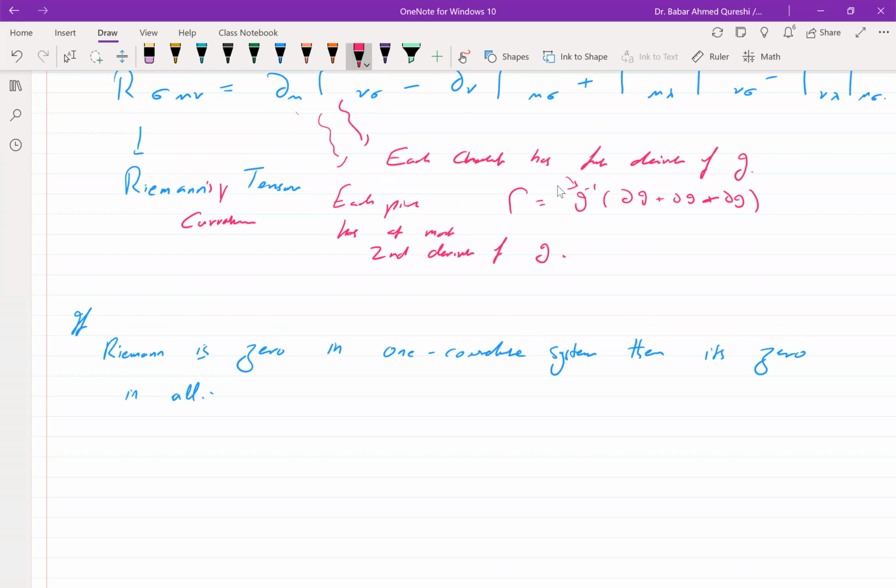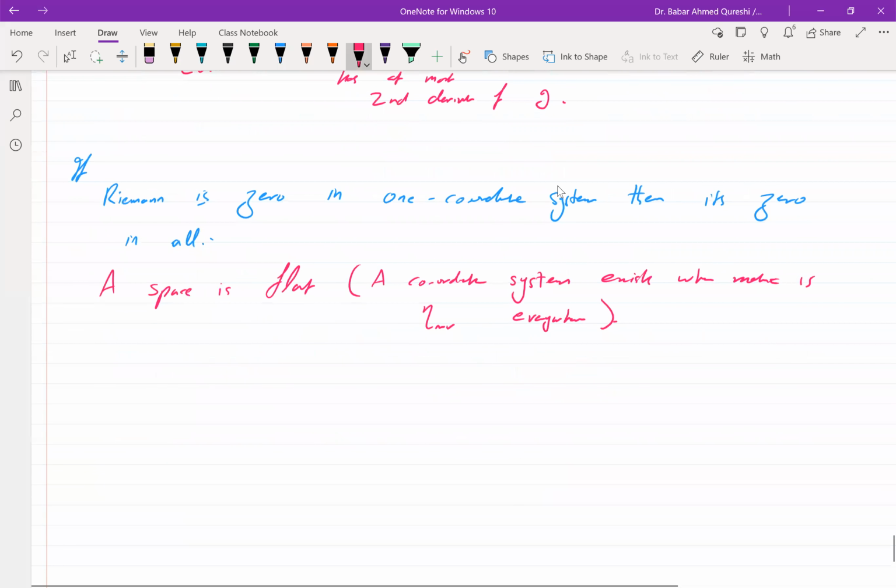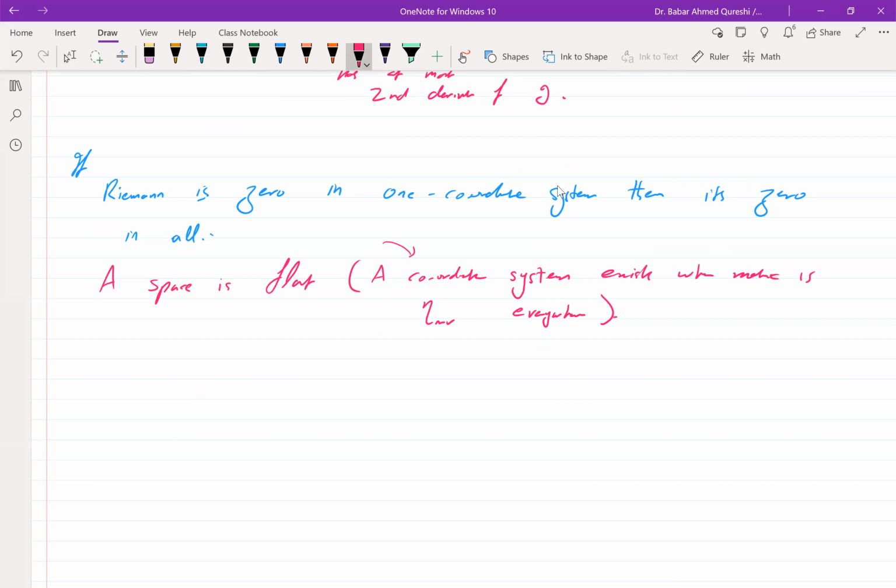And one can show a space is flat, and I'm taking this definition of flat: a coordinate system exists where the metric takes this form everywhere, not at a point, everywhere. So that's the minimal definition of flatness. We're going to assume that if you can find such a metric everywhere, then this is just the flat space in hiding. So a space is flat, and this is the definition of flatness, if and only if Riemann is 0. All components are 0, not even one component should remain.